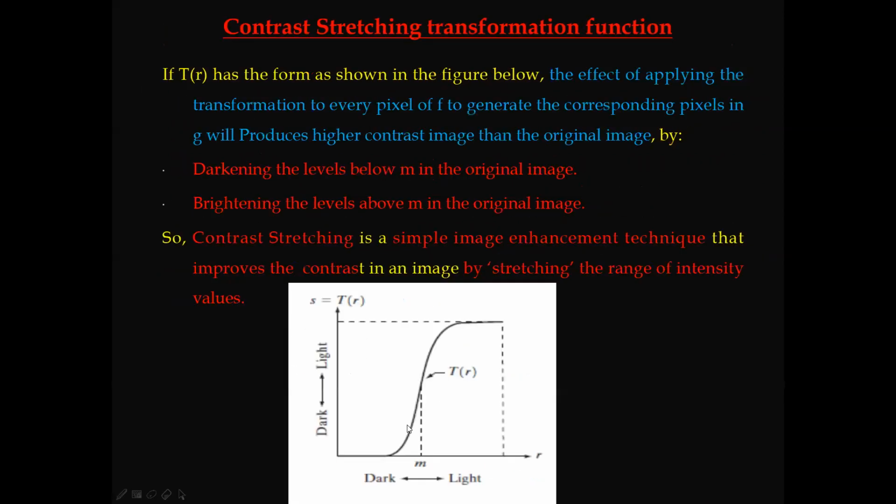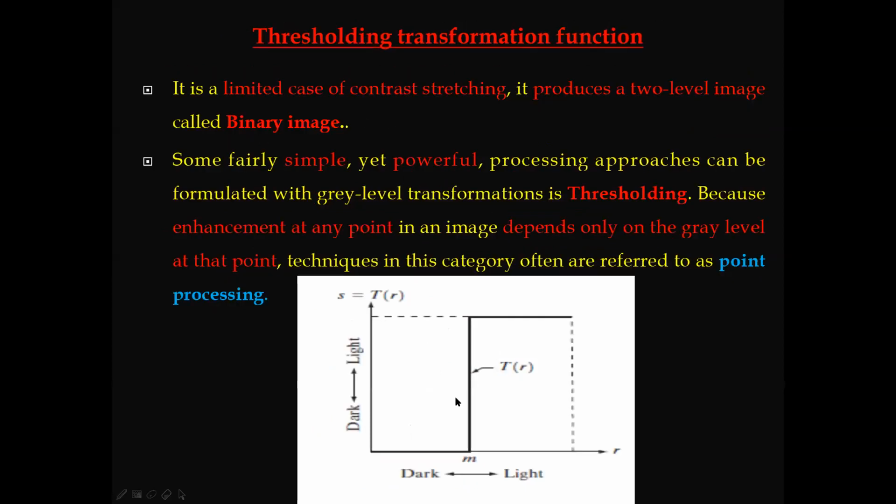But here there is a slow conversion from dark to light. Dark to light means you may expect a combination of dark and light at one point, that is gray. So dark to gray and gray to light you can expect in contrast stretching. Whereas in case of thresholding, we cannot expect the gray. We only have two levels, either black or white, that is dark and light.